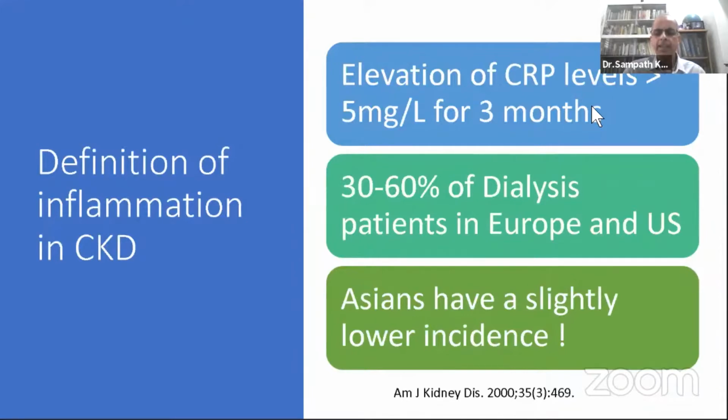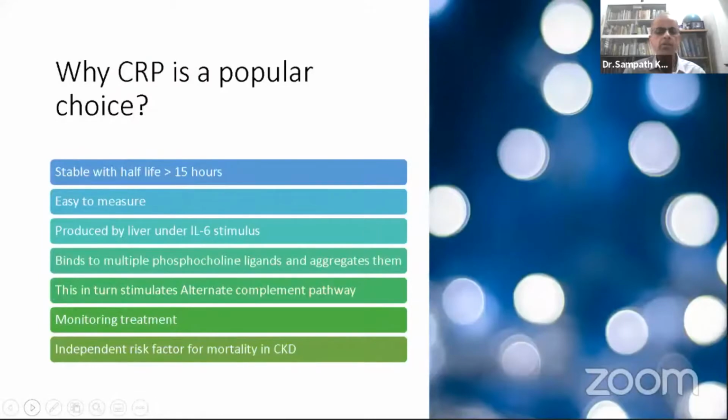And it has been shown in Asians that they are slightly at a lower level of inflammation, especially in the studies that have come out from Japan. Because of the enormous seafood eating, they probably have less inflammation.